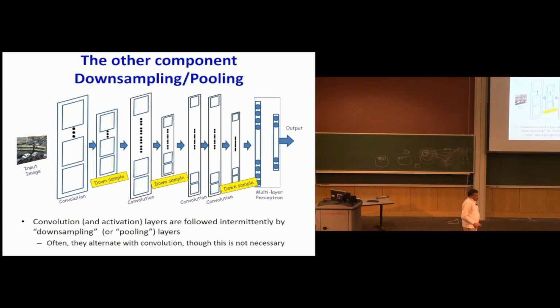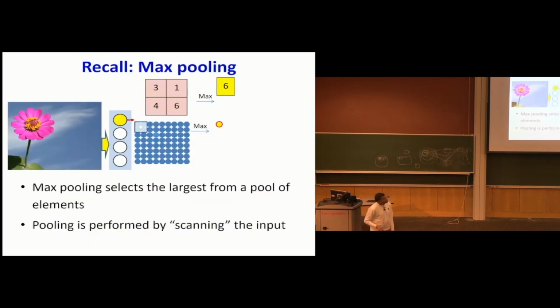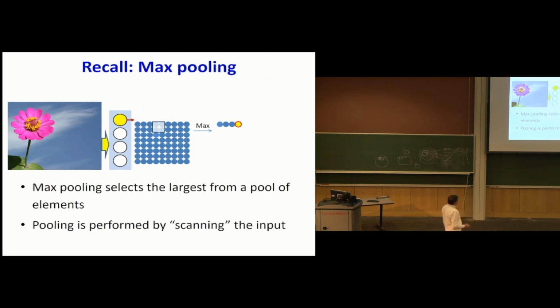Again, there's the downsampling operation that occurs between the layers. The convolution and activation layers are followed intermittently by downsampling or pooling layers. They don't actually have to alternate. They can occur after any number of convolution blocks. So what are these? We've seen this before. If you were looking at max pooling, you're going to be looking at a block of inputs and picking the largest value, and you'd scan forward all the way to the bottom.